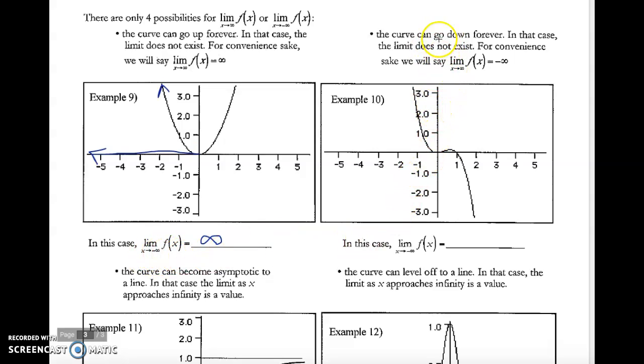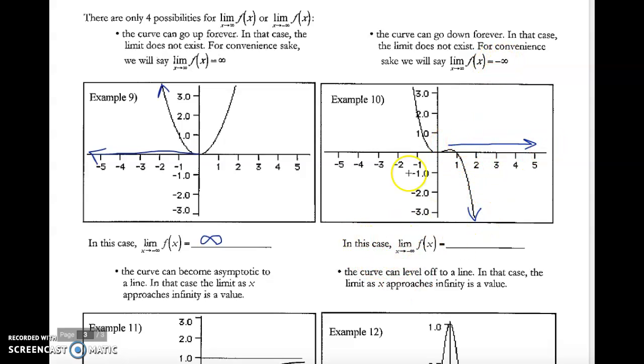The curve could go down forever. For example, if you look at example 10, they're saying as your graph goes to the right. So as I look forever to the right, what is my graph doing? As I look this way, my graph is going down forever. So that's why the limit of our function as x approaches infinity is negative infinity. As I look to the right, my graph goes down.